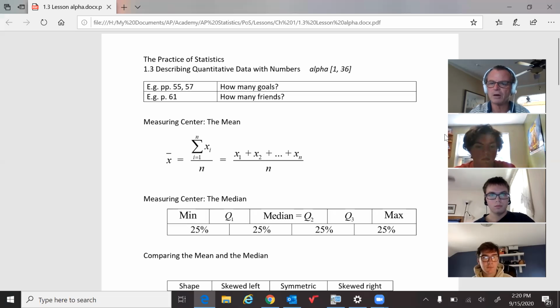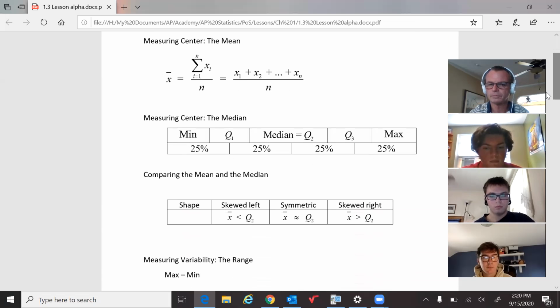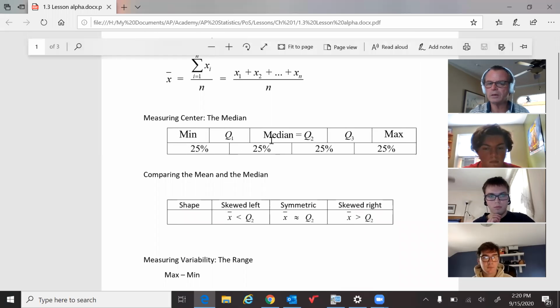Another way to measure center, other than the mean, is the median. So the median comes from, if you do a box plot. So a box plot, we have the left, and then the box itself is Q1 is one edge of the box, and Q3 is the other edge of the box, and the median Q2 is in the center. Then you have the max. And the data is distributed 25% in each quartile.